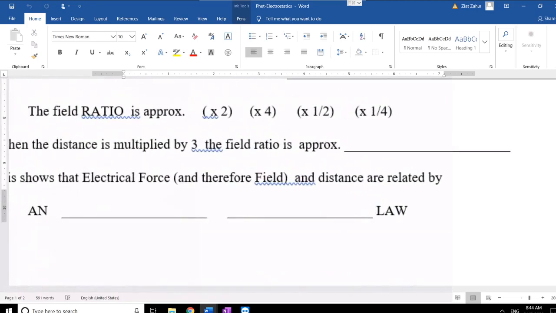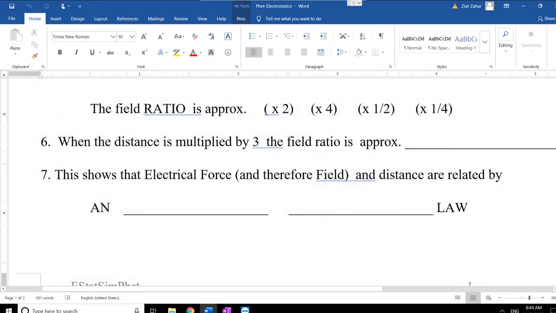And number 7, this was kind of hard. If you didn't read your textbook, you should be reading.